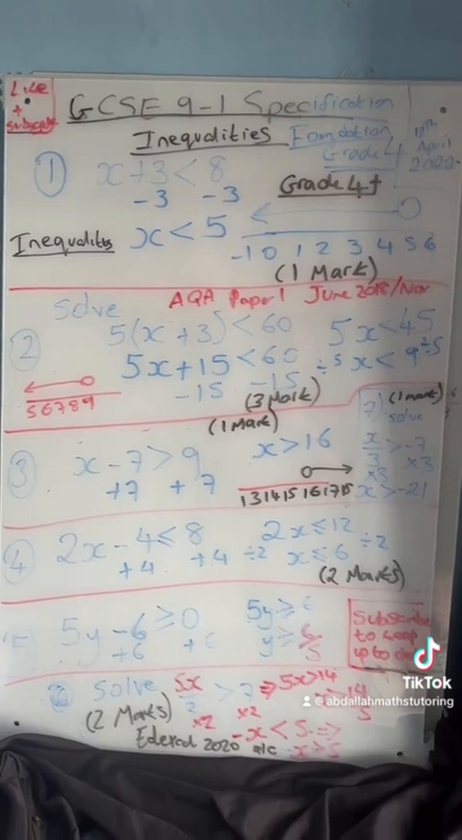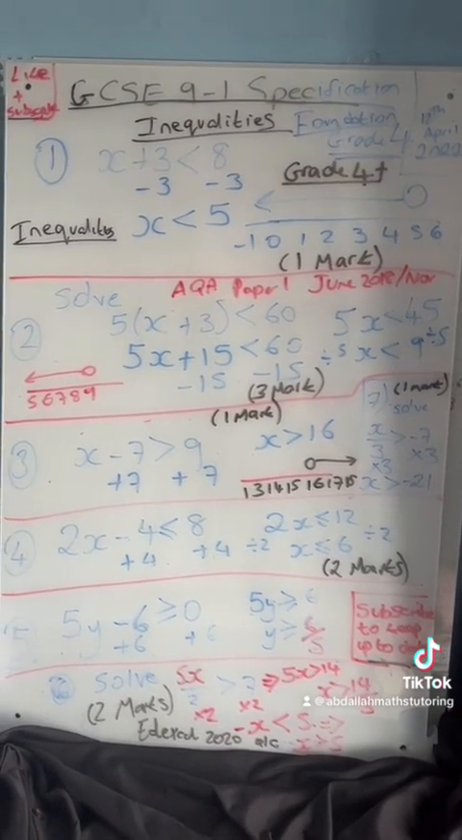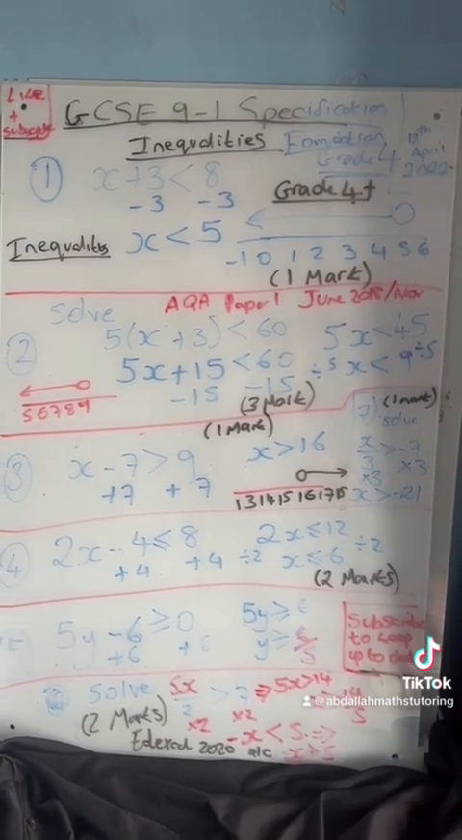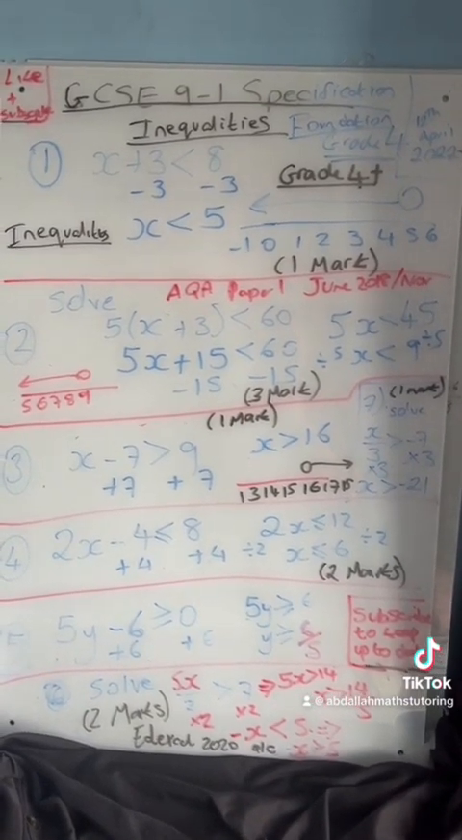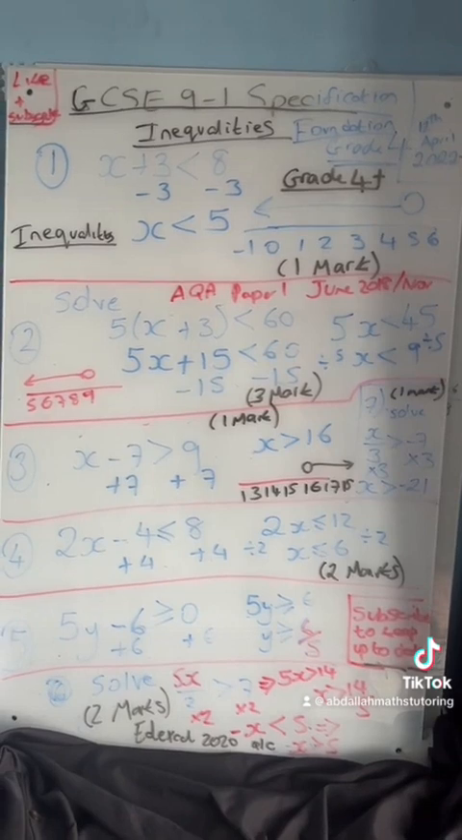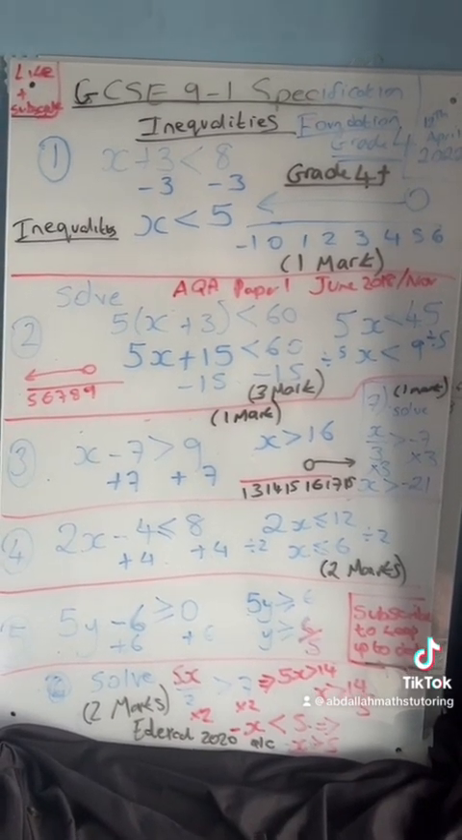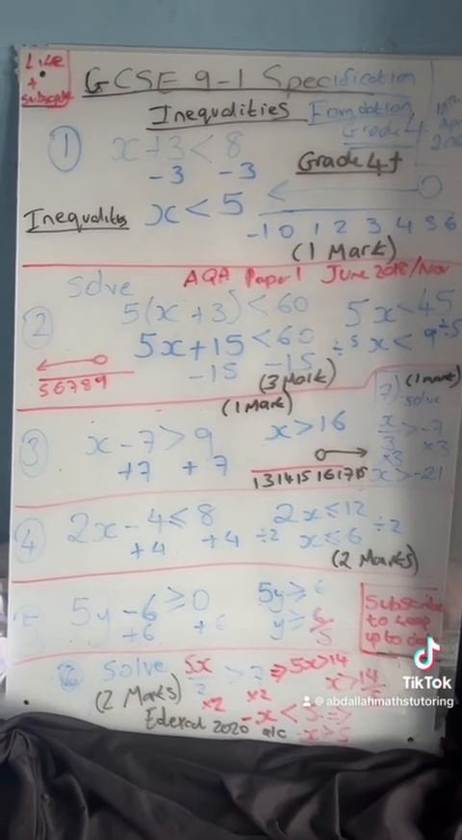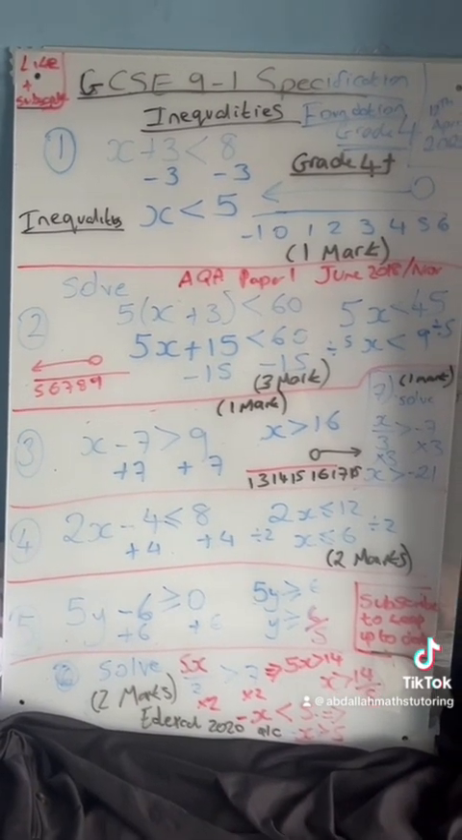Part B of the question might say, what's the largest possible integer that satisfies this inequality? You would write your answer to be 4. Integer just means whole number, and your answer would be 4. But other values that you could take could be -1, -2, 0, 1, 2, 3, 4.